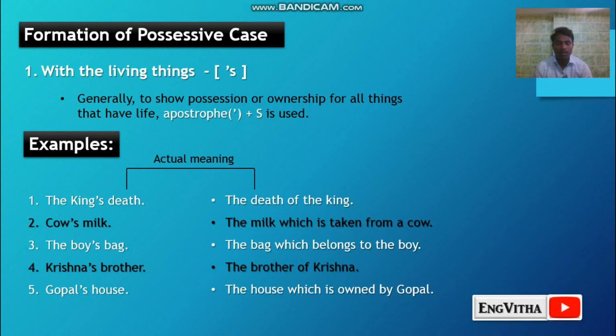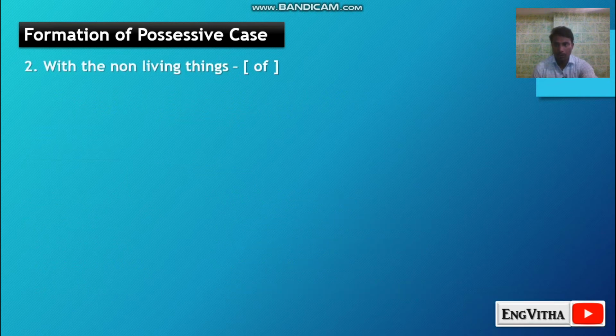And the fourth, the brother of Krishna. So we can also say Krishna's brother. The brother of Krishna and Krishna's brother are the same. And the fifth one is Gopal's house. That means the house which is owned by Gopal. And let us see the second type, and how we show possession with non-living things.